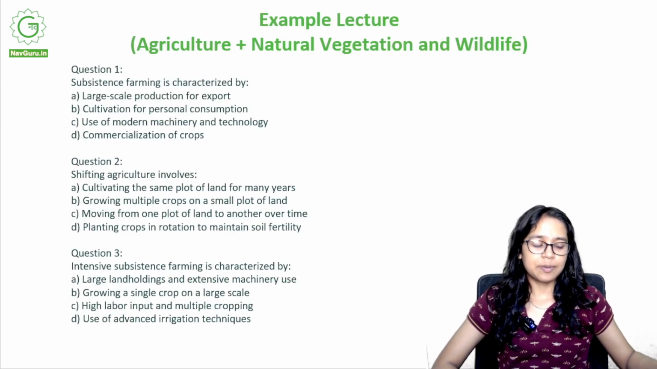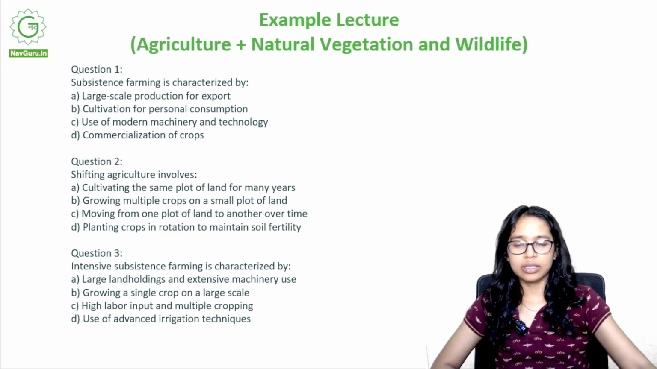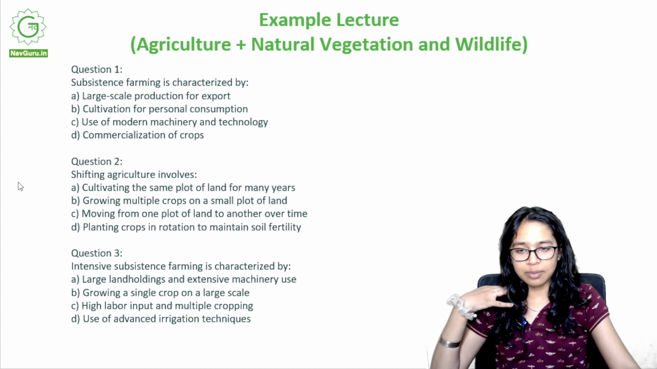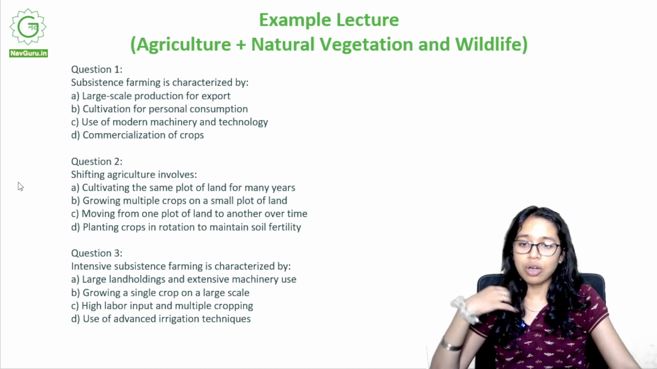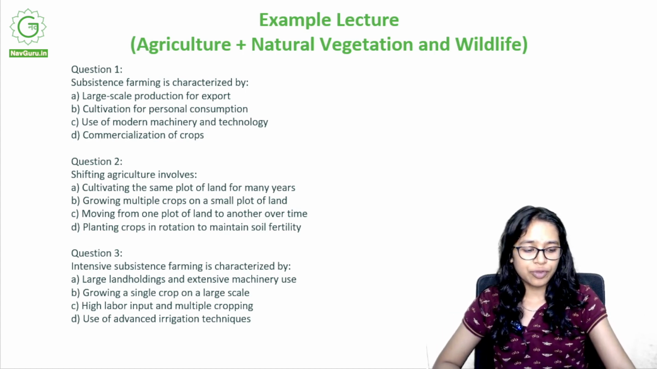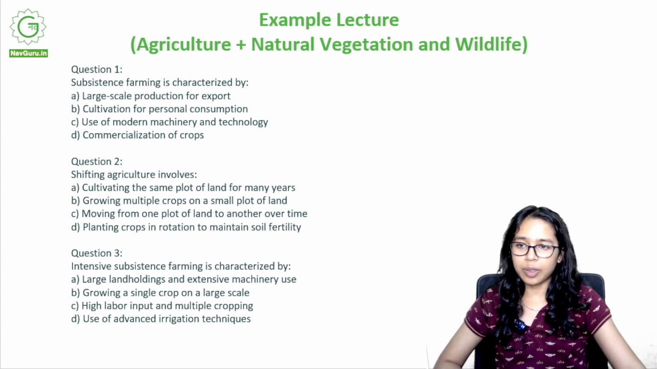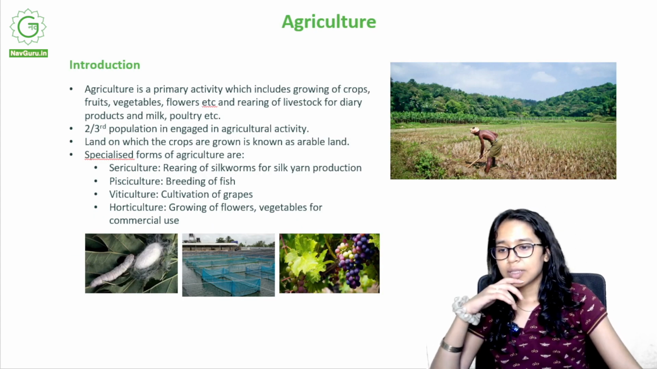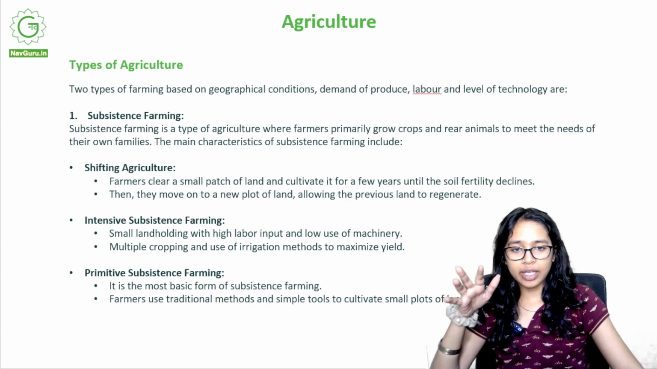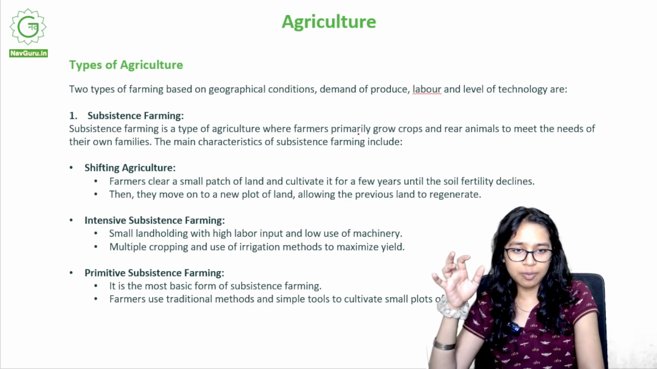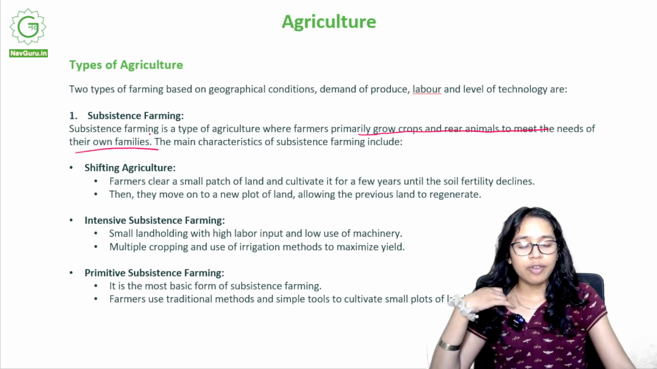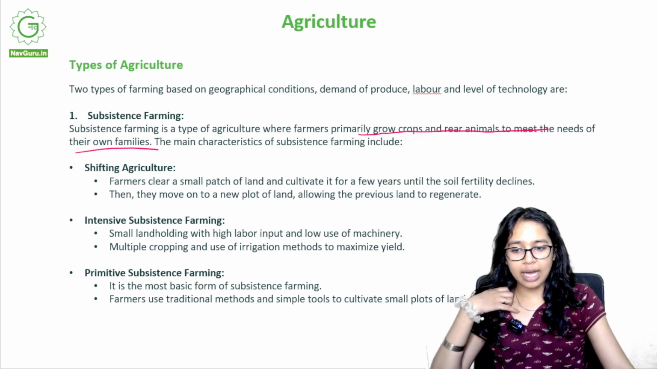Question number 1. Subsistence farming is characterized by: A. Large scale production for export, B. Cultivation for personal consumption, C. Use of modern machinery and technology, or D. Commercialization of crops. First of all, let's go back and see what subsistence farming actually means. Subsistence farming is a type of agriculture where farmers primarily grow crops and rear animals to meet the needs of their own families.